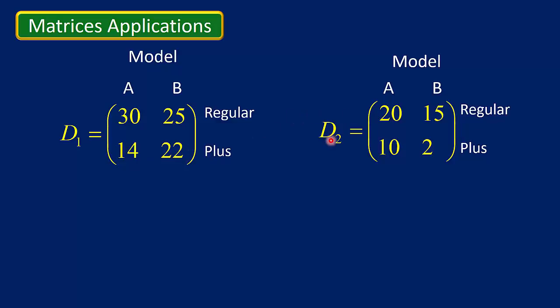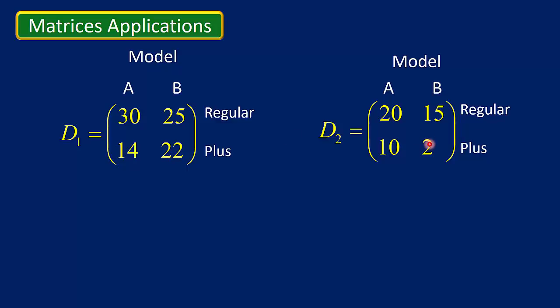And likewise at dealership 2, you have 20 of the regular package Model A and 10 of the plus package. In other words, we've got this data stored here. And let's suppose that you want to compute, well, how much of this Model A regular package do we have at dealership 1 and dealership 2 combined? Well, of course, you could just add those, right? You've got 30 here and 20 here. And then you could say, well, how much of the plus package of Model B do we have? Well, we have 22 here at dealership 1 and 2 over here at dealership 2.